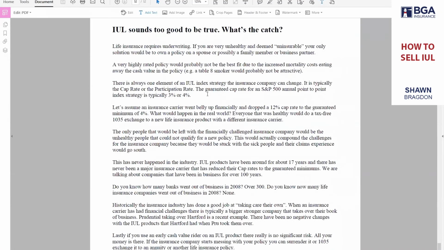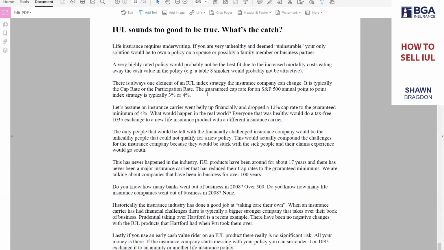So IUL sounds too good to be true. What's the catch? Typically, if you do your job correctly in educating your client on an index UL, that might be the question that you're going to get. Well, there is a catch to index UL.